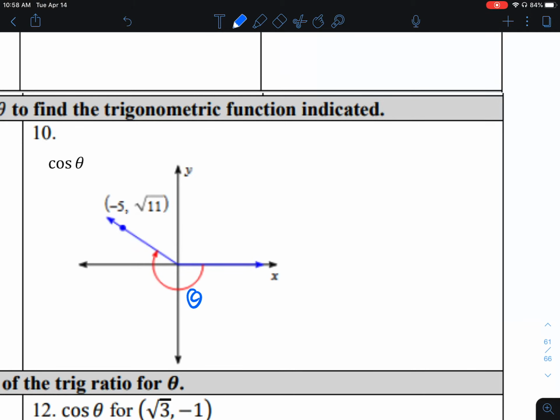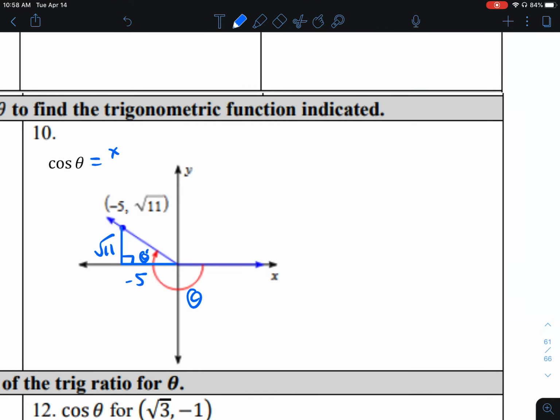Number 10, cosine of theta. So here's theta. This is the hypotenuse of our triangle. We want to make a reference triangle with the x-axis, so we're going to drop a vertical down. The x-axis has to be one of the legs. That would make this theta prime in here. X is negative 5. Y is square root of 11.